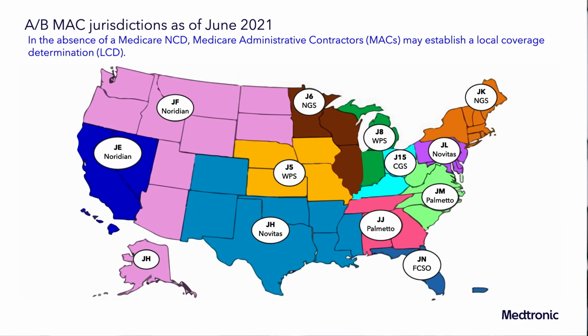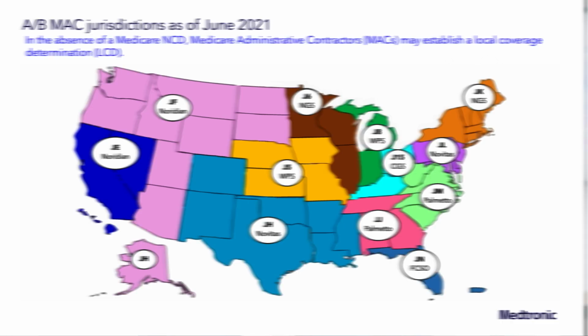All of these organizations contribute to the overall coverage and reimbursement landscape, but the process is not always linear and can take considerable time to implement. A Medicare administrative contractor is a private insurance company that is contracted with Medicare to administer traditional Medicare programs, including processing claims based on Medicare rules and policies in a specific geographic area. In the absence of or in addition to a Medicare NCD, the MACs may establish a local coverage determination, or LCD.